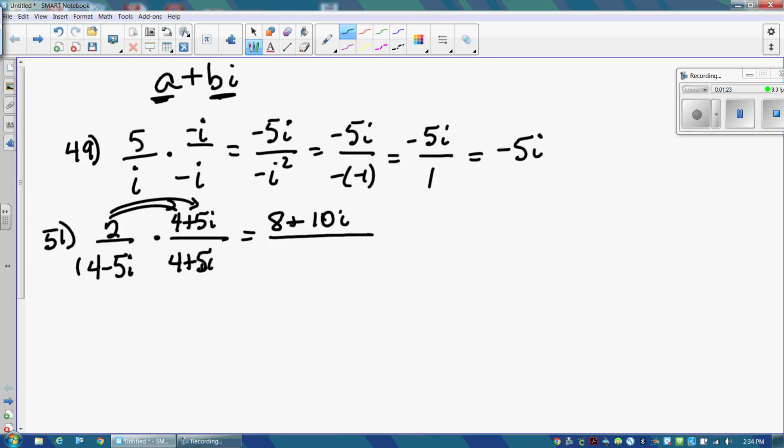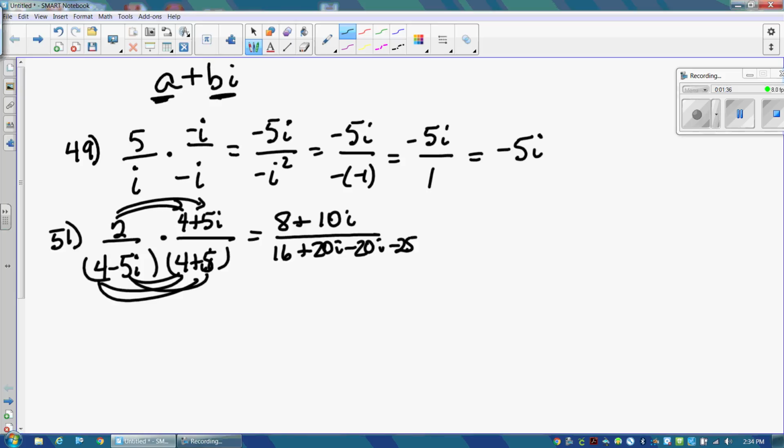And then on the bottom, I'm going to do FOIL. 4 times 4 is 16. Then the outer is plus 20i, that's 4 times 5i. The inner is minus 20i. And then I get minus 25i squared.